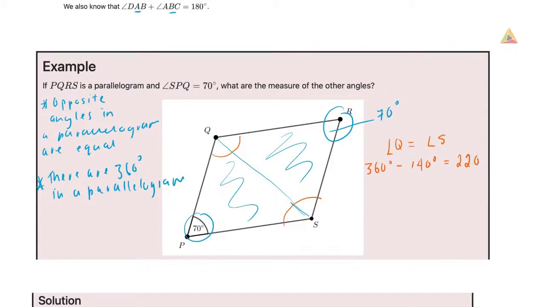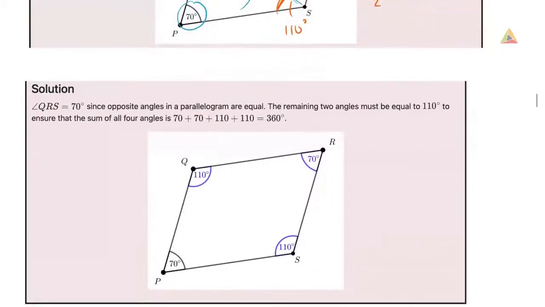So that means that there's 220 degrees left between this angle and this angle, and they're both the same. So it's going to be 220 degrees divided by 2, which is 110 degrees. So this angle here is 110 degrees, and this angle here is also 110 degrees. So that's the answer. The solution is here as well, and you can see it's done out there.